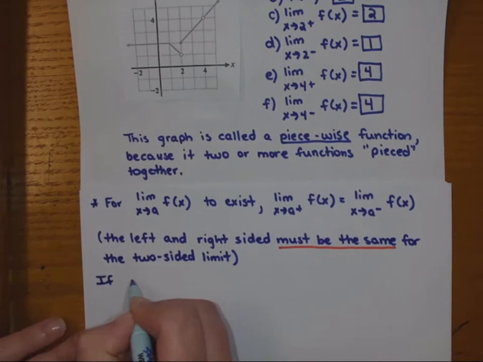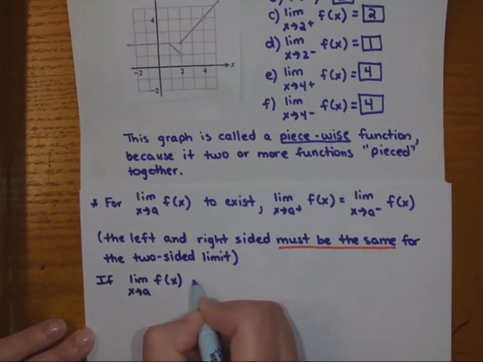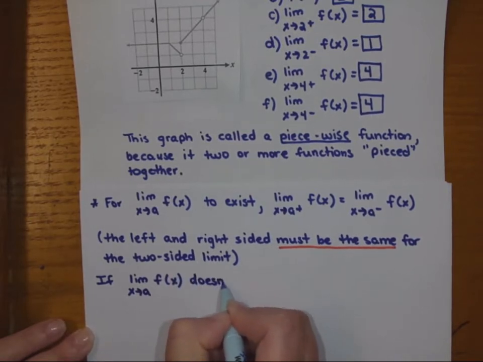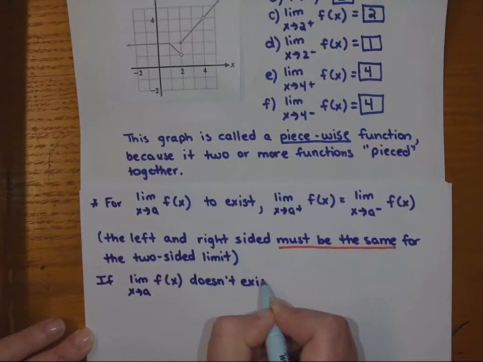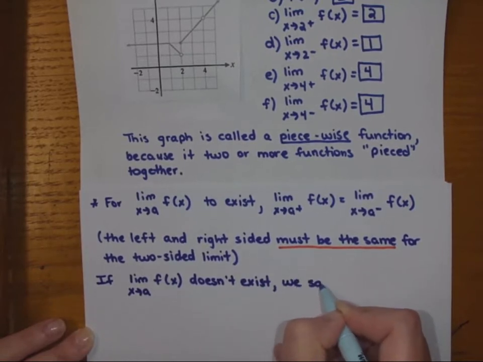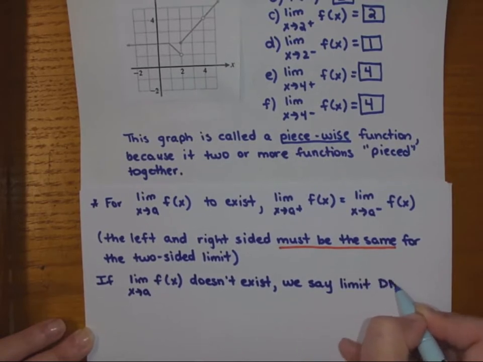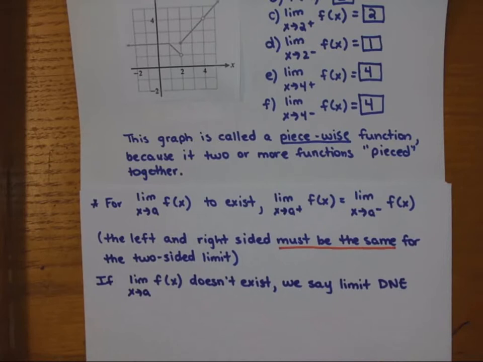So just some other notations. Often we're going to find that actually the two-sided limit does not exist at all. And if we're going to say that, we have an abbreviation for that instance. If it doesn't exist, we use the abbreviation DNE. We would say the limit does not exist. Okay? DNE just stands for does not exist.